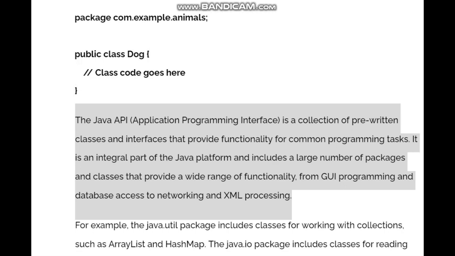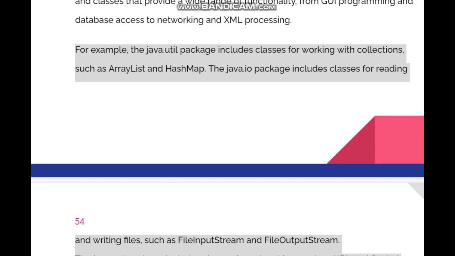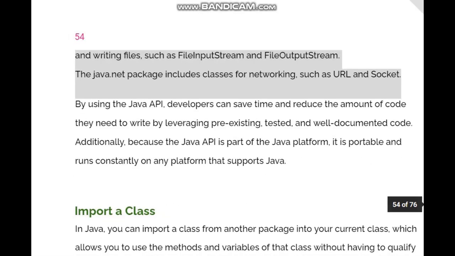For example, the java.util package includes classes for working with collections, such as ArrayList and HashMap. The java.io package includes classes for reading and writing files, such as FileInputStream and FileOutputStream. The java.net package includes classes for networking, such as URL and Socket.